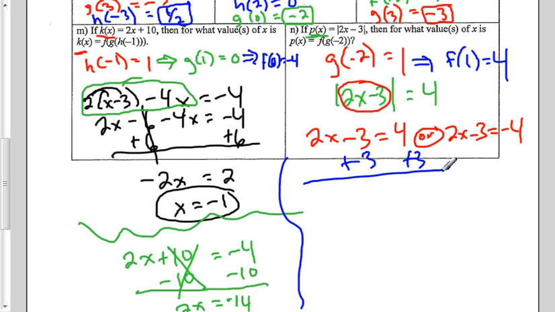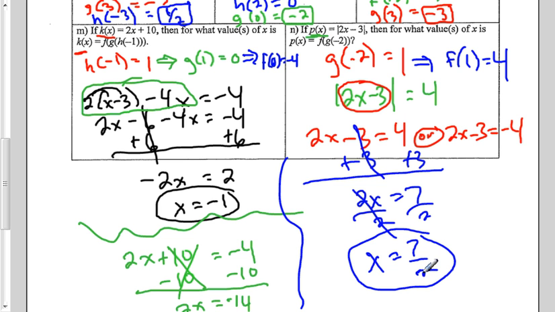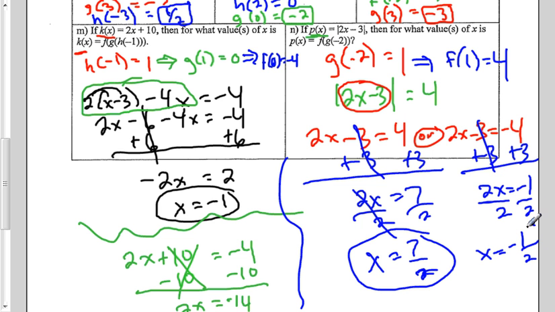Add 3, so we get 2x equals 7. Divide both sides by 2, and x equals 7 halves. And solving this last one on part 1, page 1, add 3, 2x equals negative 1. Divide both sides by 2, x equals negative 1 half. So both positive 7 halves and negative 1 half satisfy the condition that if p of x equals absolute value of 2x minus 3, then those are the two values of x that will allow p of x to equal f of g of negative 2.